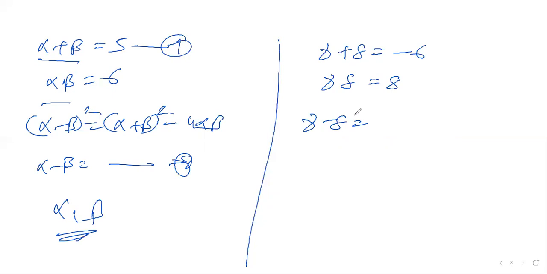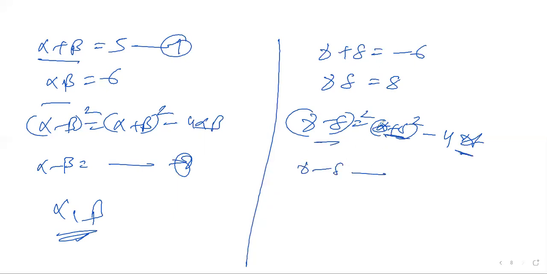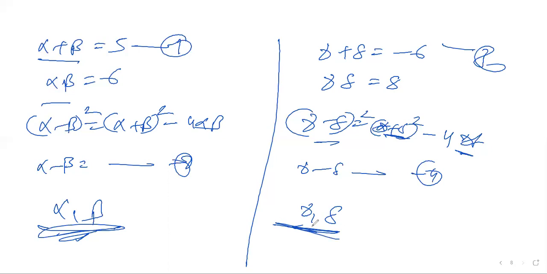So gamma minus delta whole square is nothing but gamma plus delta whole square minus 4 gamma delta. This you can find, so gamma minus delta you know. So solve equation number 3 and equation number 4, and you'll get gamma delta. So alpha beta you got, gamma delta you got. So the final answer is done. Am I clear?